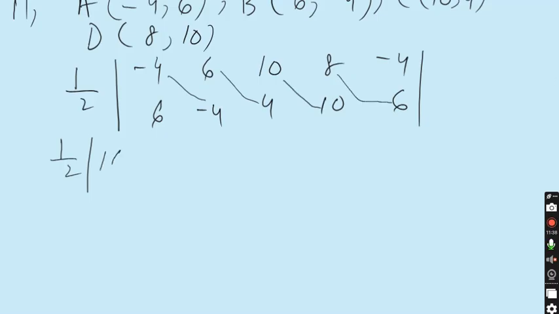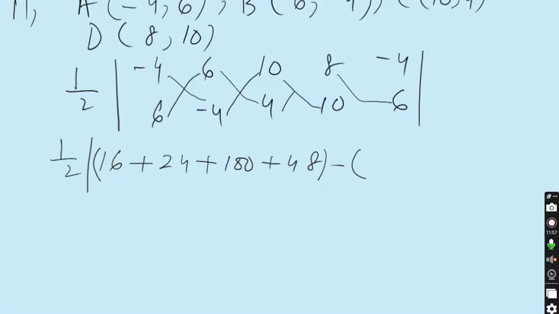-4 into -4 is 16, 6 4s are 24, 10 10s are 100, 8 6s are 48. Close the bracket, put minus sign, and then open the bracket. Now multiply this 6 by 6, this 4 by 10, this 4 by 8, and this 10 by 4. 6 6s are 36. -4 10s are -40. 4 8s are 32. 10 4s are -40. Hope you understand. Now simplify it.